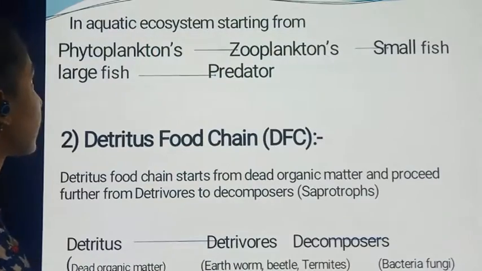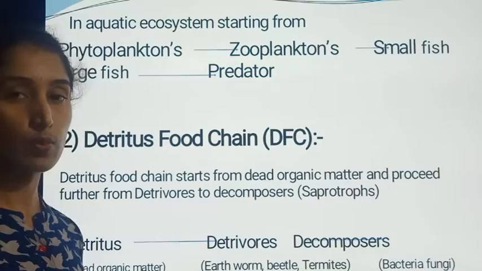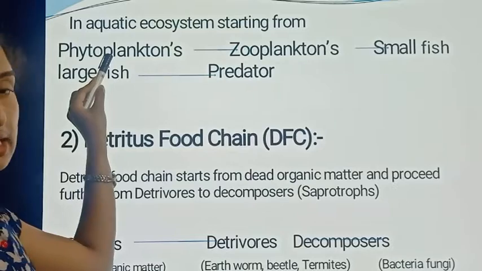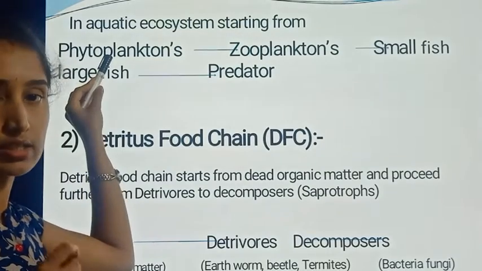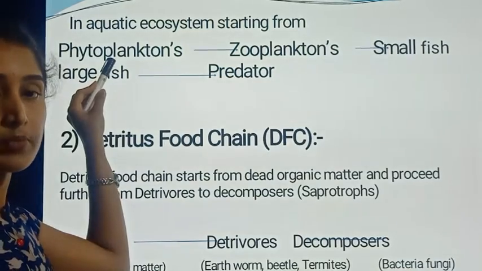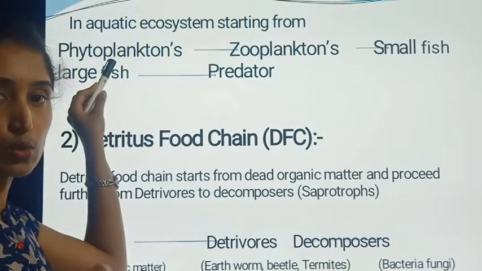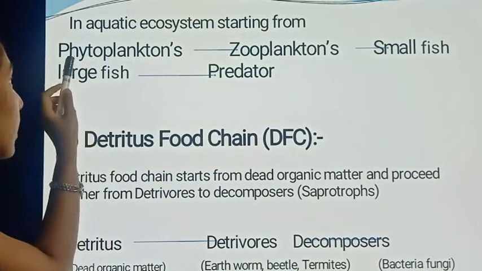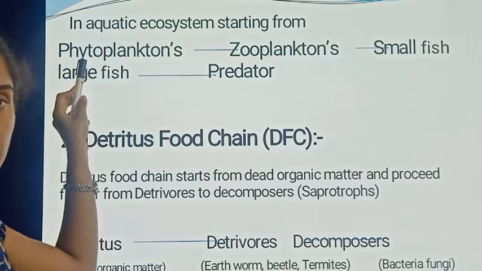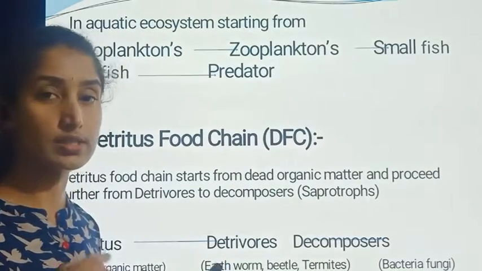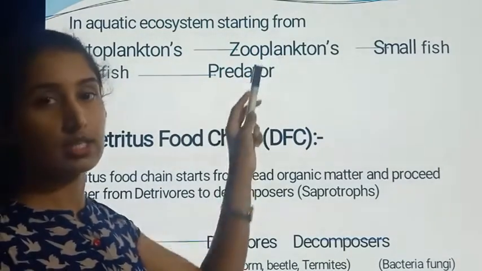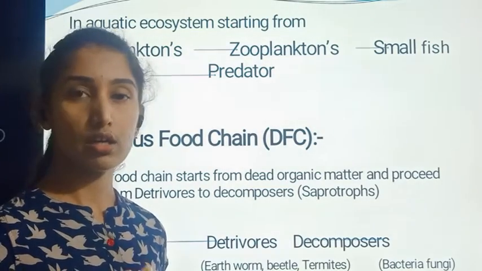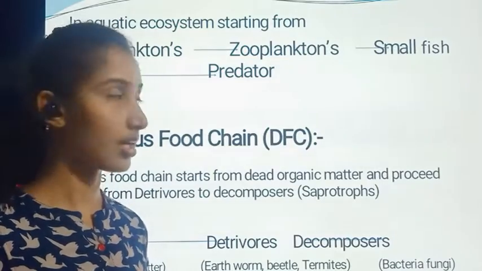The next example under the grazing food chain we have chosen from the aquatic ecosystem: phytoplanktons. Phytoplanktons are unicellular or multicellular. Many of the aquatic photosynthetic plants or photosynthetic producers are considered phytoplanktons, and these phytoplanktons are eaten by the zooplanktons. They are the microscopic animals, or many of the aquatic animals like fishes, etc.